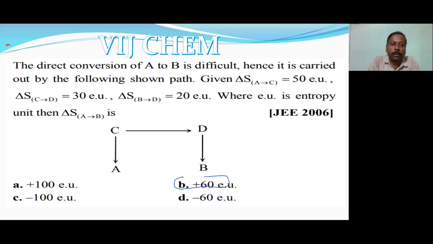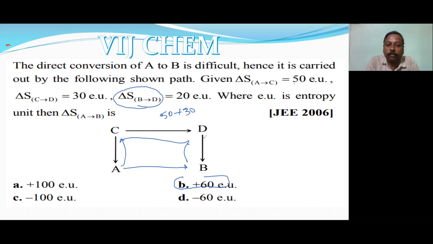See, we wanted to go directly from A to B, but it will be A to C, C to D, and D to B. From A to C it is 50, and C to D is 30. But see how they are fooling you: B to D is given, but we want to find D to B. So if B to D is 20, then D to B will be minus 20. 50 plus 30 minus 20, that is 80 minus 20, 60. That's why it is plus 60. So the trap was hiding here.